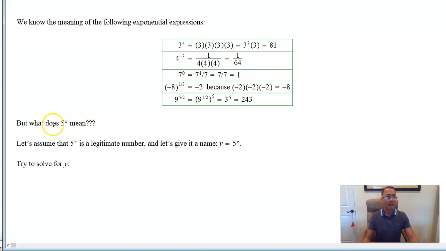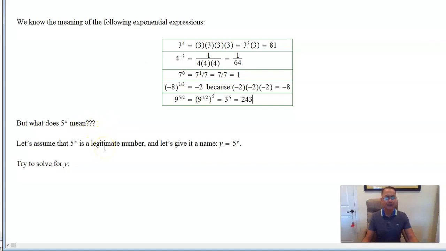But what about 5 to the power pi? So pi is no longer a rational number. In fact, it's a transcendental number. It's even worse than one of the worst irrational numbers, but we love it. What does that even mean?